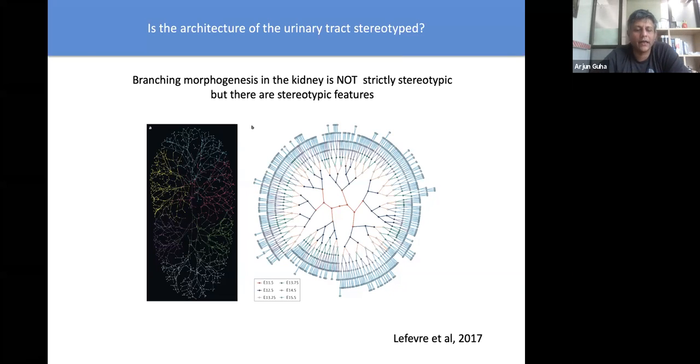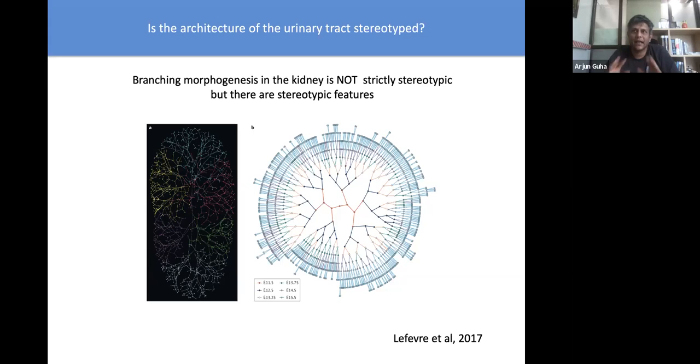What people have shown is that the branching within the single lobe of the kidney can be divided into 8 clades, and each of these clades is sort of shown in color. And while the precise 3-dimensional location of each of the branches within a clade is not the same across kidneys, the extent of branching and the pattern of branching is the same. So this is a slightly more sophisticated idea in terms of stereotypy in branch networks.